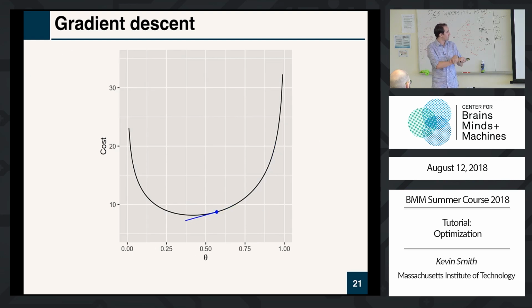So this is what it looks like. You start up here, you very quickly take some steps, and then as it gets flatter and flatter, you take smaller and smaller and smaller steps, and you can see the value of this parameter getting very close to the bottom of this valley. Make sense?